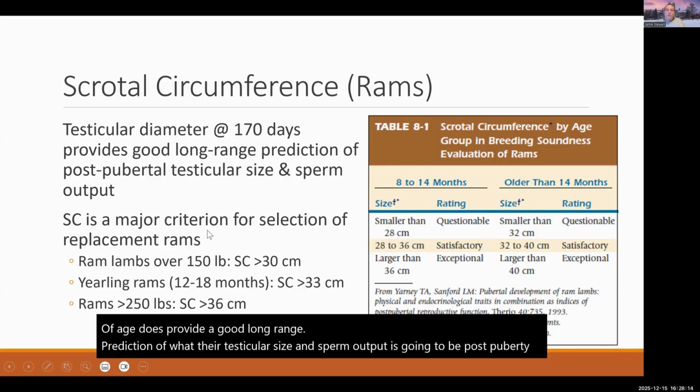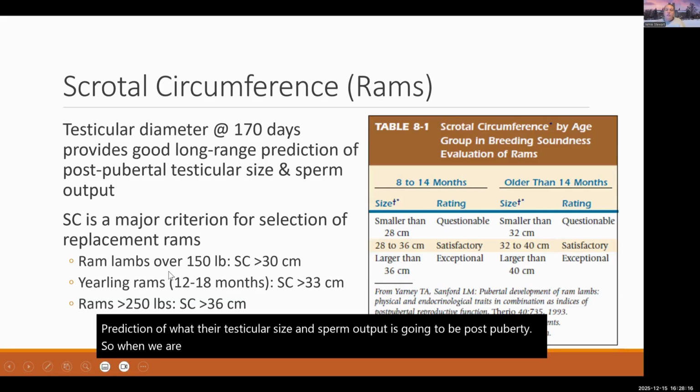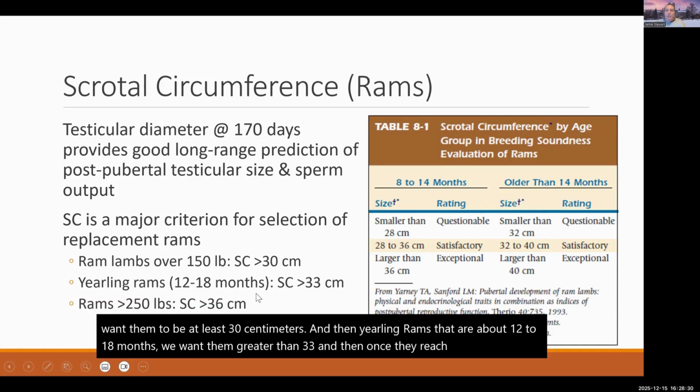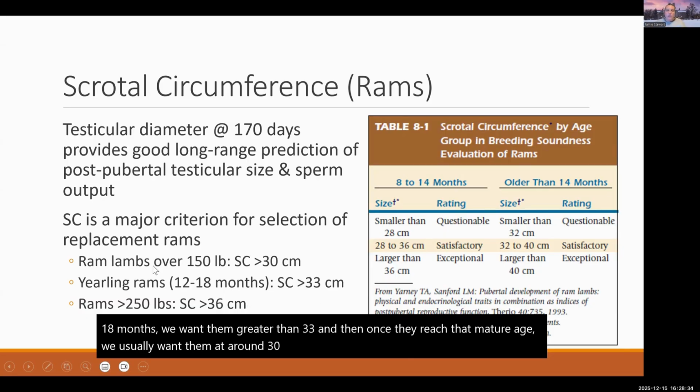So when we are doing ram lambs, especially ones that are at least over 150 pounds, we want them to be at least 30 centimeters. And then yearling rams that are about 12 to 18 months, we want them greater than 33. And then once they reach that mature age, we usually want them at around 36. And those are kind of the ideals.